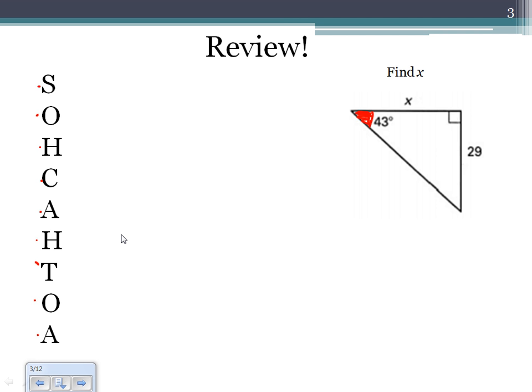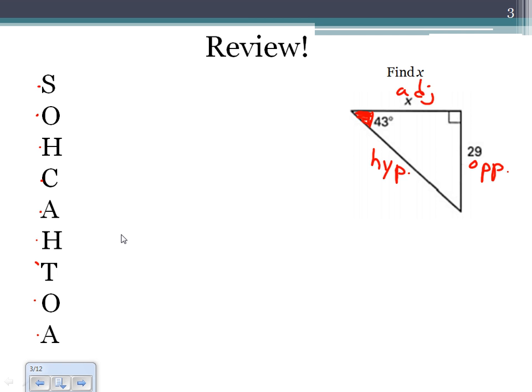So what is it? What is the 29 going to be? Opposite. Thank you, Leonel. Raise your hand. Opposite. What is the x going to be, George? We already got the opposite. What's the x? Adjacent. And that leaves the last one must be what, Leslie? The hypotenuse.